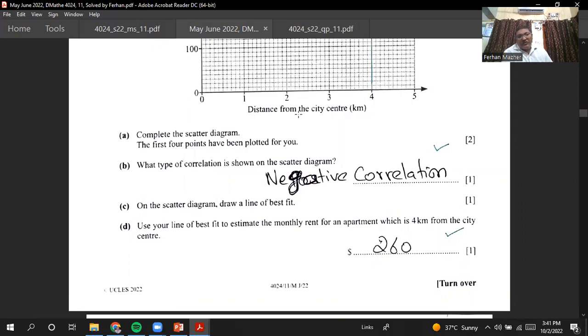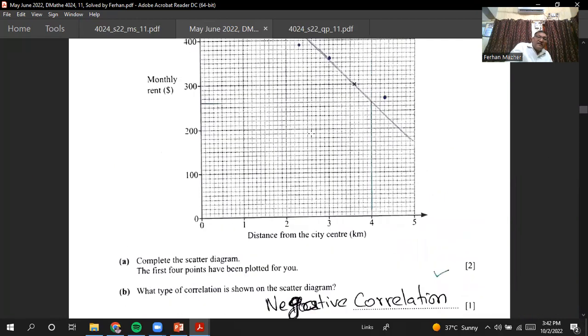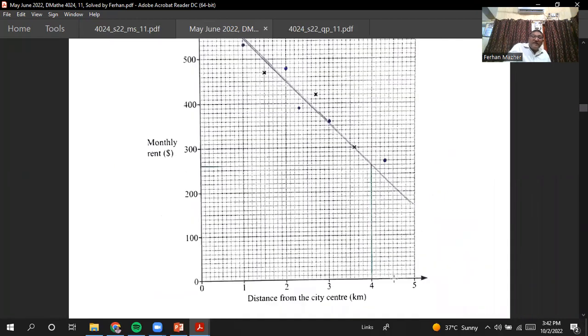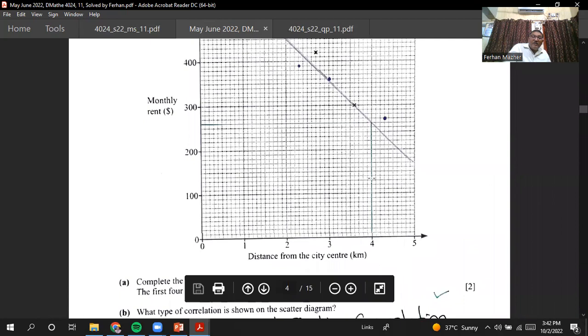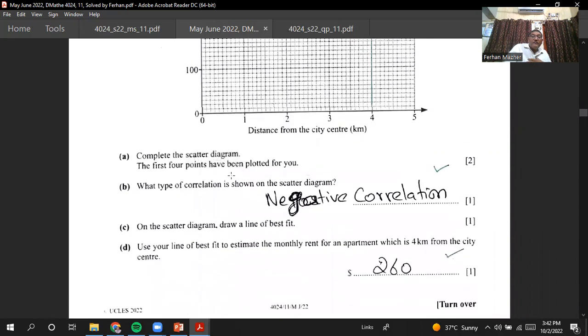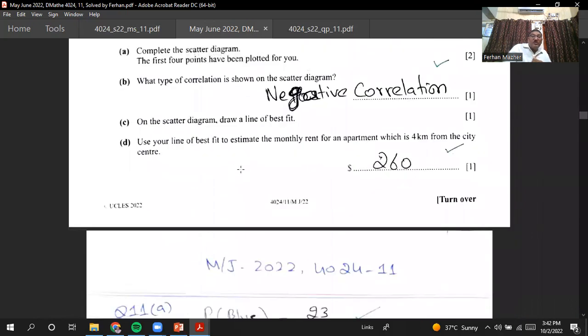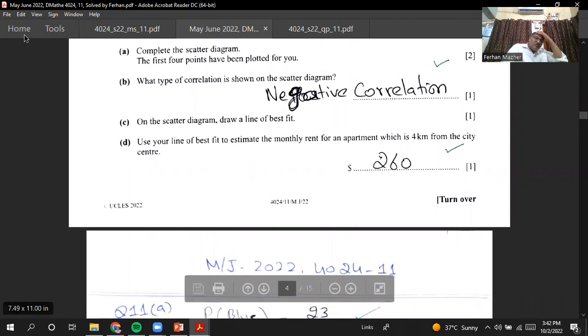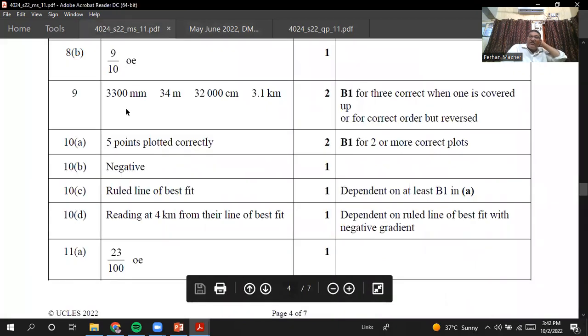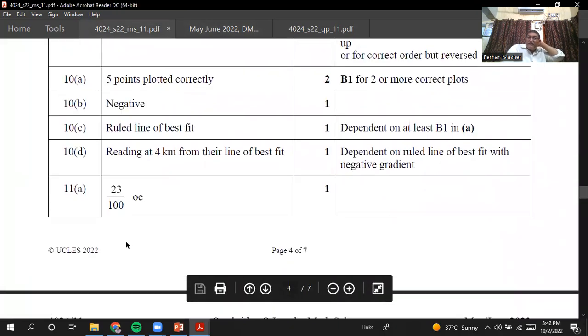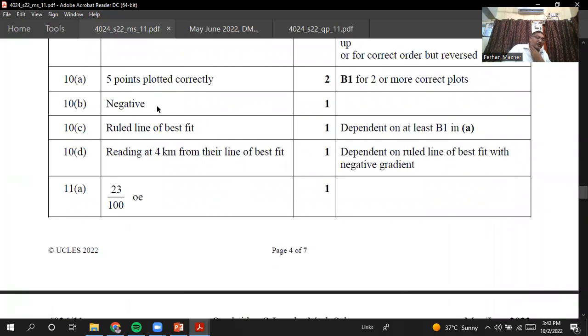He says use your line of best fit to estimate the monthly rent for an apartment which is 4 kilometers from the city. So this is 4 kilometers. You go here and you check how much is this. So it will be $260. So that was question number 10. Question number 10's answers are showing up on your screen. You can see here.